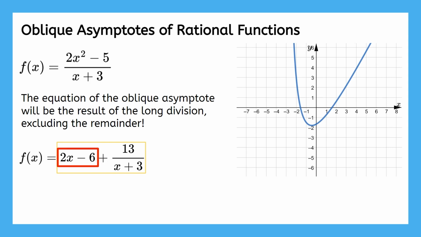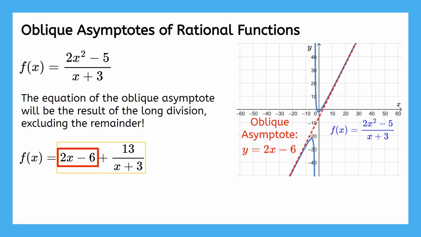So let's put the line y equals 2x minus 6 on this graph to check it out. It would have a y-intercept at -6 and a slope of 2. This certainly looks like it could be the asymptote. If we put this line on the original zoomed out graph, it's clear that this is the correct asymptote.